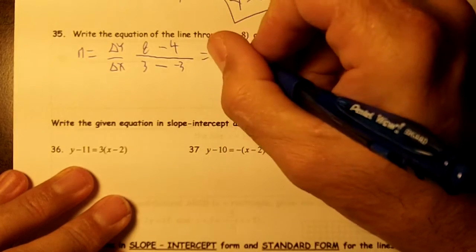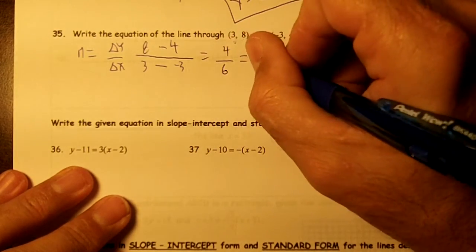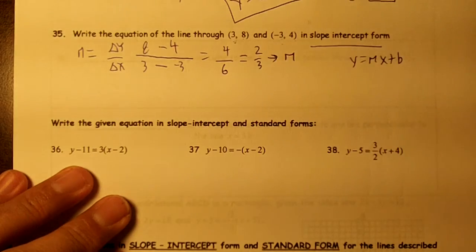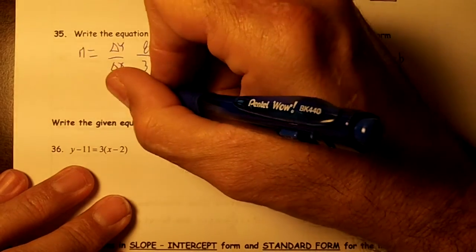8 minus 4 is 4. 3 minus a negative 3 is 6. This simplifies to 2 over 3. That's going to be our m. I'm going to use this point, make this my x, this my y. We're going to do point-slope form.